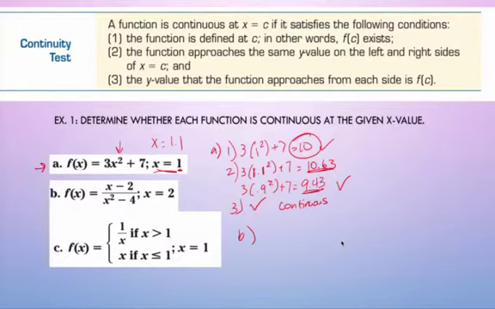For B, step 1, can we plug in x equals 2? So f of 2 would be 2 minus 2 over 2 squared minus 4, which is 0 over 0. The function is not defined at 2. So, fail step 1, this is not continuous.